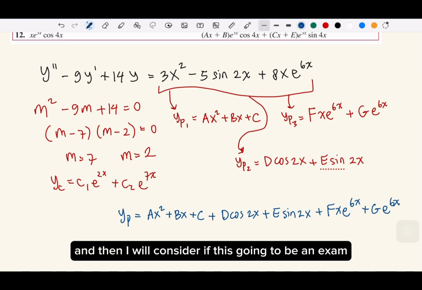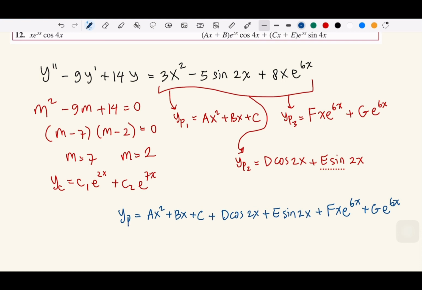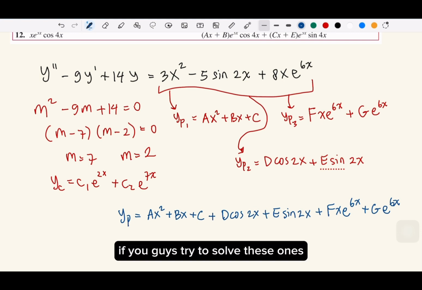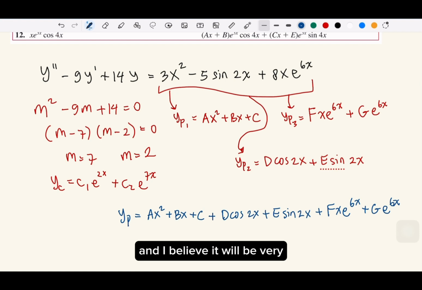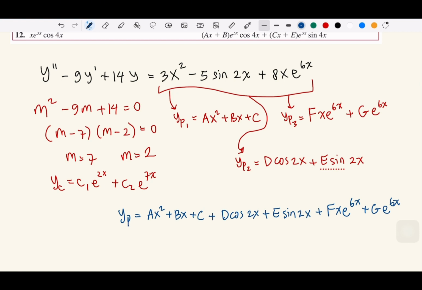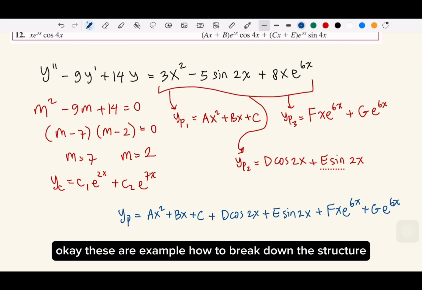And then I will consider if this is going to be an exam, because it's too long. If you want, you can try to solve it: take the derivative, the second derivative, and then put back into the equations. And I believe your paper will be full. Okay, just an example of how to break down the structure.